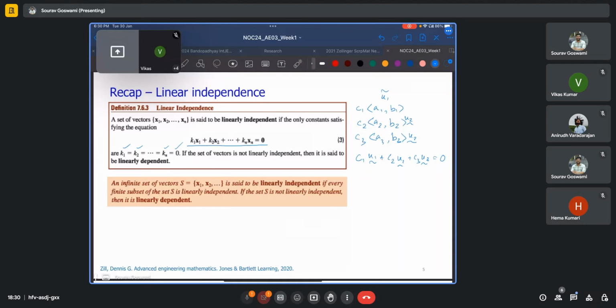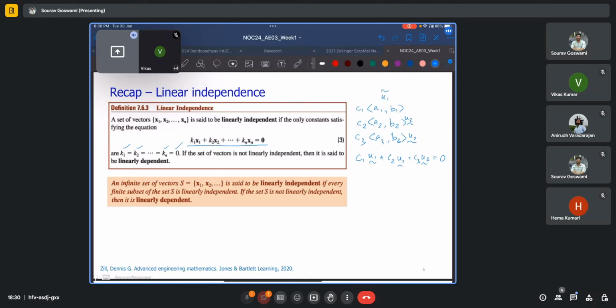But as the dimensions of the vectors grow, this analytical process may not be very convenient, in which case we'll have to resort to some other means of determining whether a given set of vectors does constitute a linearly independent set or not. We'll also look into a few examples of that kind.